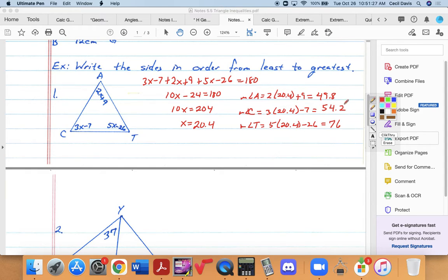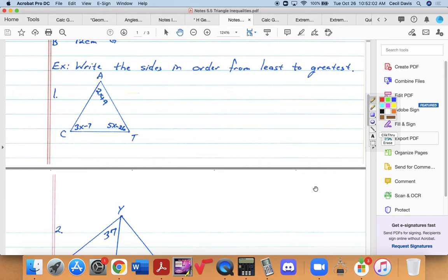So the smallest angle is angle A. So where is the shortest side? CT. Then the next bigger angle was C. So the next bigger side would be opposite that, which is AT. And the biggest angle was angle T. So the largest side is CA. Okay, everybody good with that?